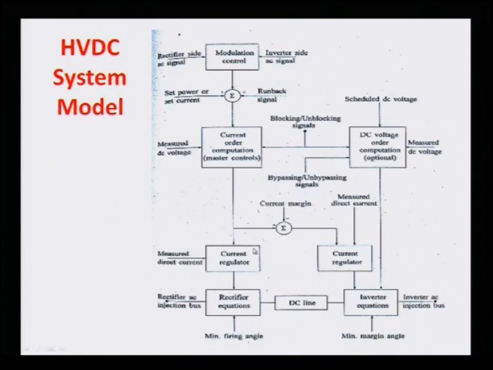Sometimes this is reversed, because if power is flowing from the rectifier end to the other end, this will work as a current controller and this will work as the voltage controller, and if it is reversed then this will work as a current controller and this will work as the voltage controller. So, you can see here the current controller is in both, and here we have the current margin. Whenever you want to change the power direction, this margin will be added here, and this current minus this will be going here, and we will see the characteristic of the controller.